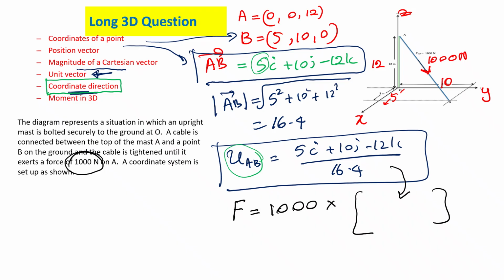This question didn't ask for the angle alone. It asks for coordinate directions. Coordinate direction means alpha, beta, gamma. You need to find it. Now we are finding the moment in 3D. Before the moment, you have to know the force, because without knowing the force, you can't find the moment, isn't it? Even though it doesn't say, we need to find the force. Make sense?